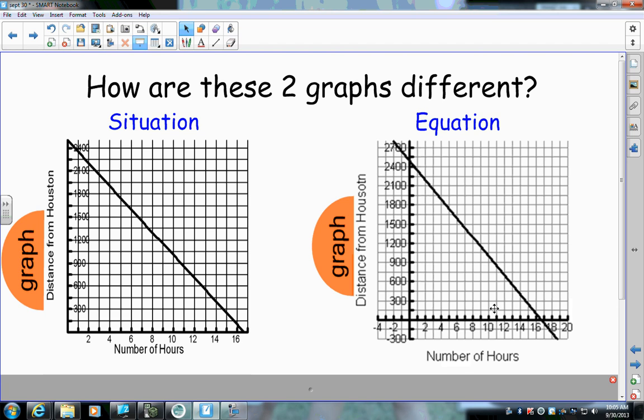The situation, we are applying a word problem to this graph. And if you notice in the situation, it stops at those certain points. It stops at 2,500. It stops at 16 point something. That's because we can't go down here. We can't go below. We can't go down here when you're talking about a plane and trying to come closer to Houston. You can't be negative 10 feet away from Houston. Okay? Your numbers always have to be positive.